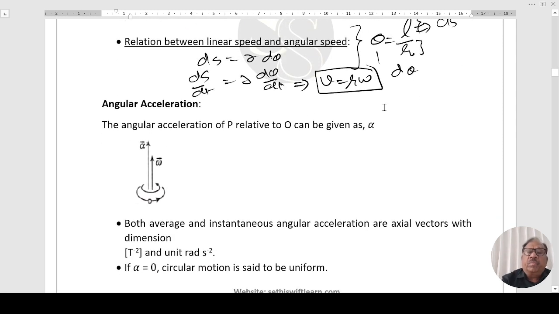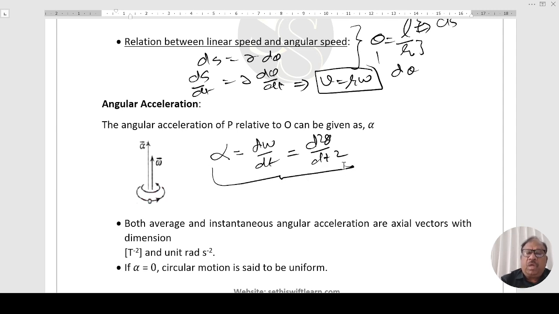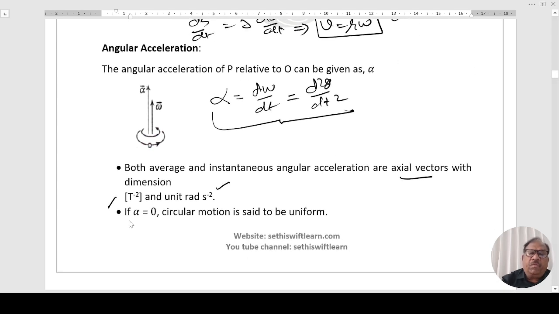What is angular acceleration? Angular acceleration, denoted by alpha, is the rate of change of angular velocity, that is d square theta upon dt square. Both average and instantaneous angular acceleration are axial vectors with dimension T to the power minus 2, and the unit is radian per second square. If alpha equal to 0, motion is said to be uniform circular motion.